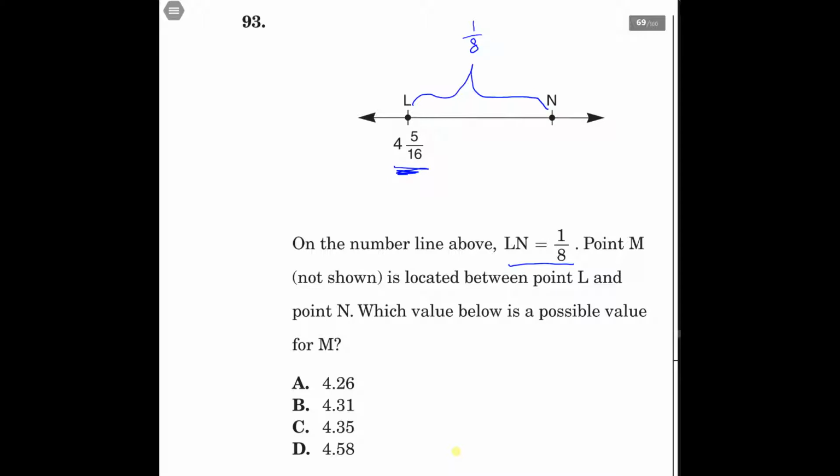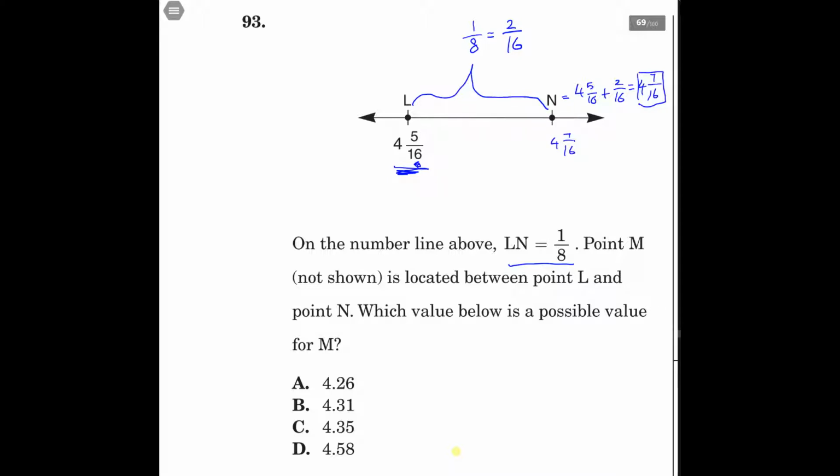So let's first convert this distance into the same denominator as this number. So it's equal to 2 over 16 here. So this number would be this adding this. It's going to be equal to 4 and 5 over 16 plus 2 over 16, which is equal to 4 and 7 over 16 right here. So that means 4 and 7 over 16.